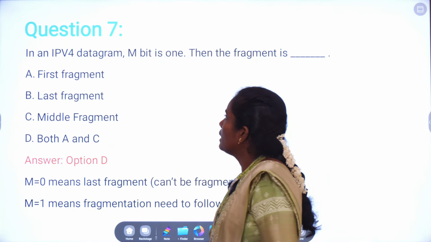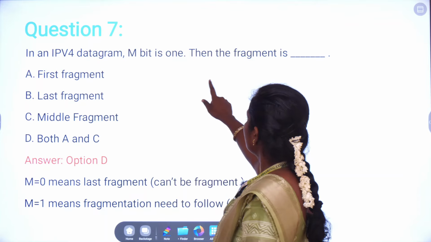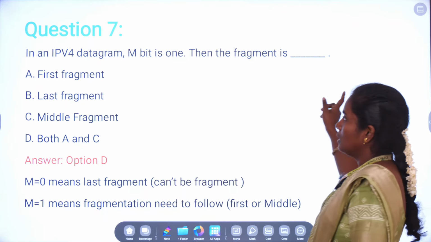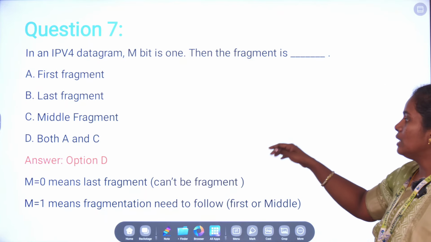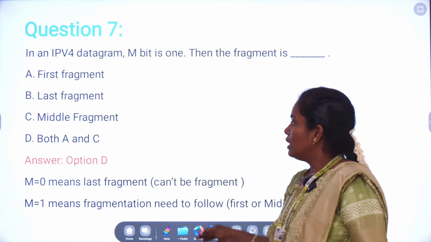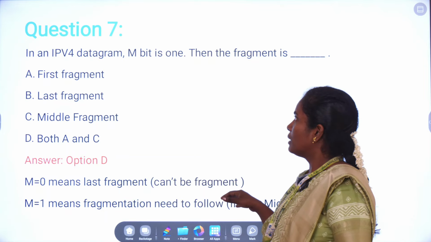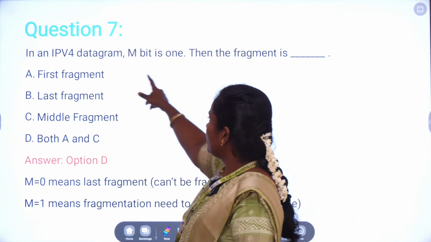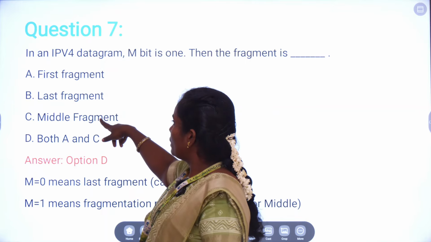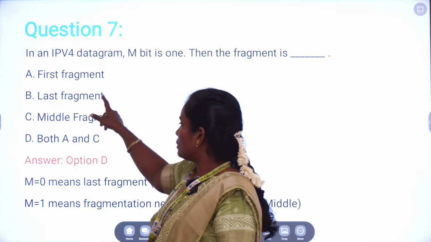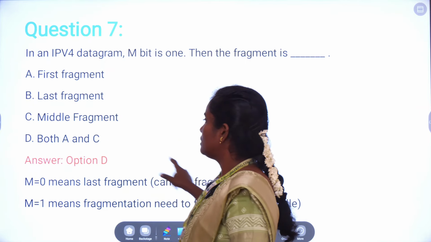Next question. In an IPv4 datagram, the M bit is 1. Then the fragment is which one? M bit is 1 means there are more fragments to follow. If it is 0, this is the last fragment. Here they gave it as 1, so it can be a first fragment or a middle fragment, but it is not the last fragment. So we can say both options A and C.